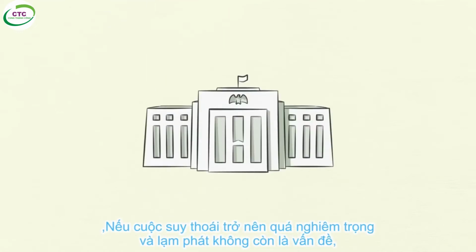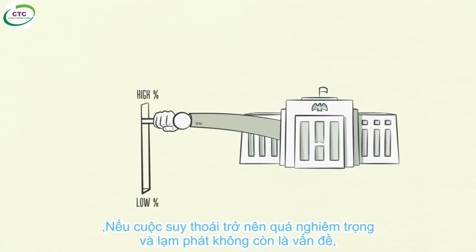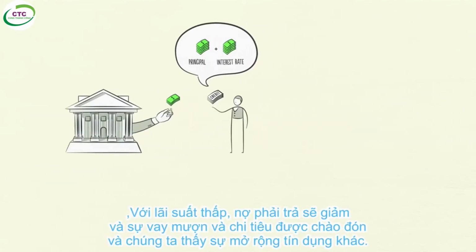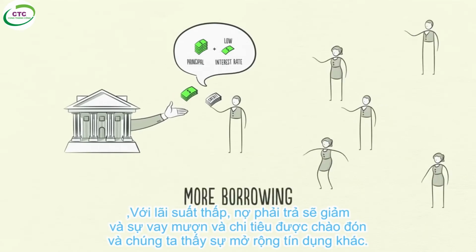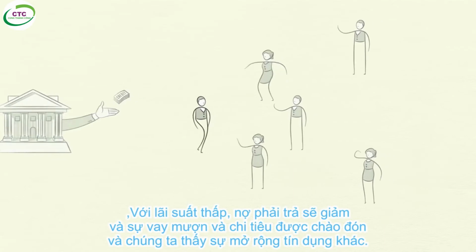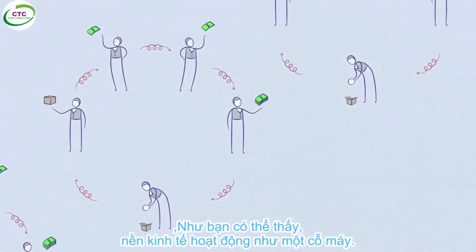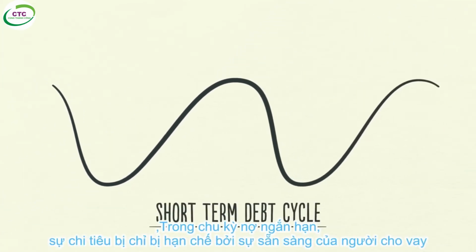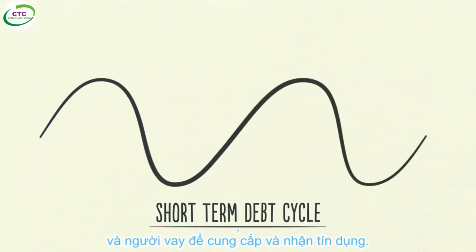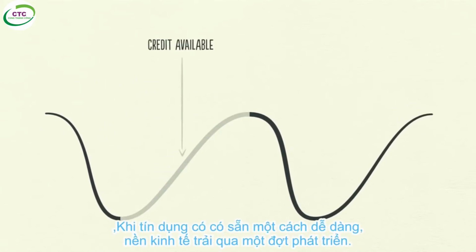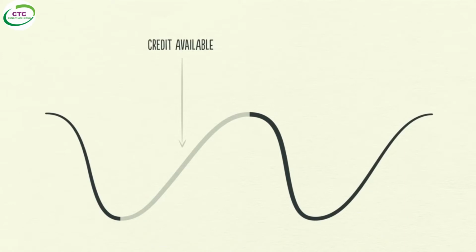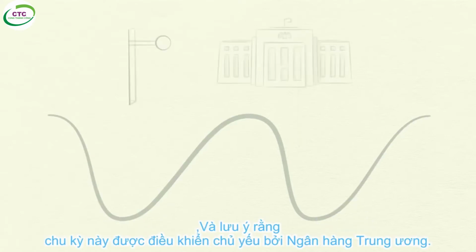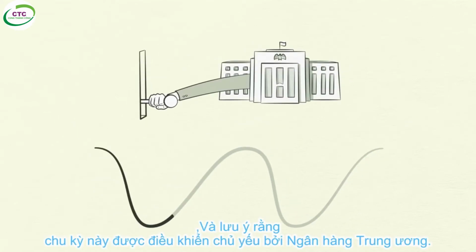If the recession becomes too severe and inflation is no longer a problem, the central bank will lower interest rates to cause everything to pick up again. With low interest rates, debt repayments are reduced and borrowing and spending pick up, and we see another expansion. As you can see, the economy works like a machine. In the short-term debt cycle, spending is constrained only by the willingness of lenders and borrowers to provide and receive credit. When credit is easily available, there's an economic expansion. When credit isn't easily available, there's a recession.